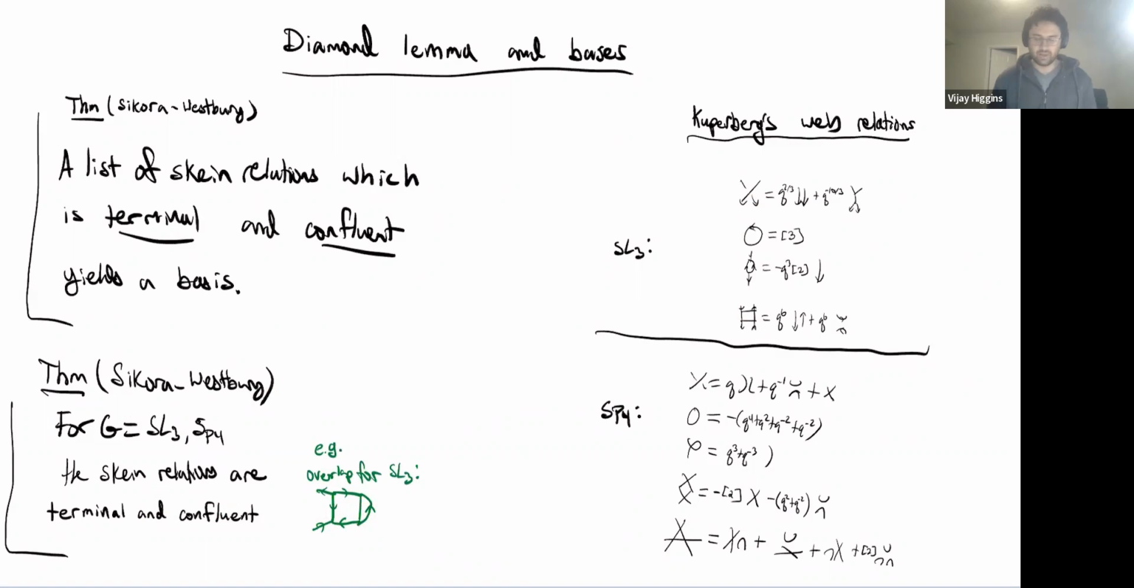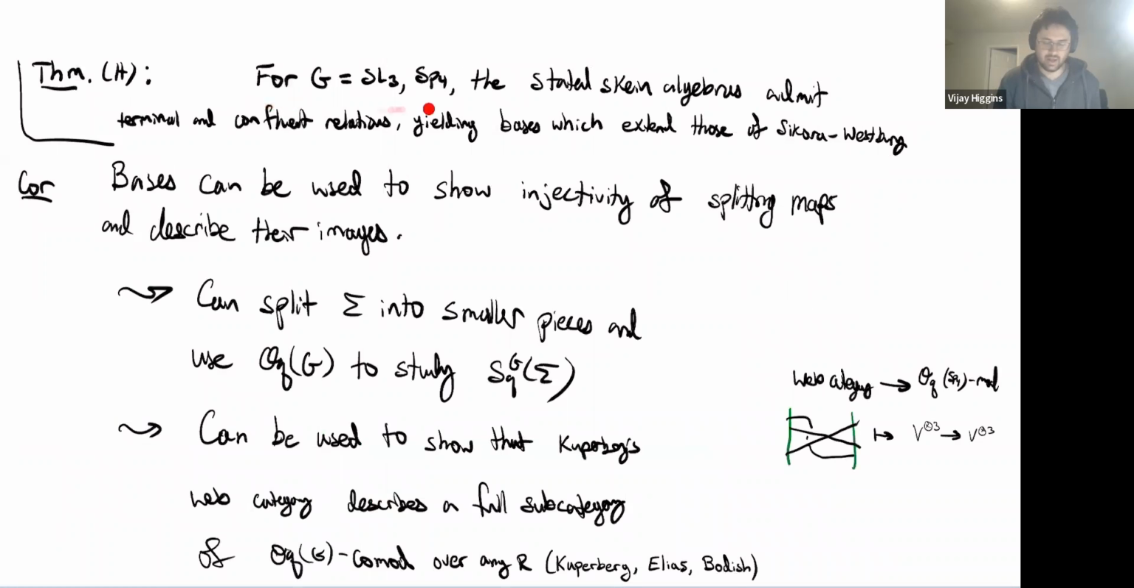And in my work, I extend that idea to the stated skein algebras and show that the stated skein algebras admit terminal and confluent relations, which give bases which extend those of Sikora and Westbury. And as a consequence, you can show that the splitting maps are injective, and we can describe their images. And it allows you to split the surfaces into smaller pieces and use the quantum group to study the skein algebras of the small pieces.